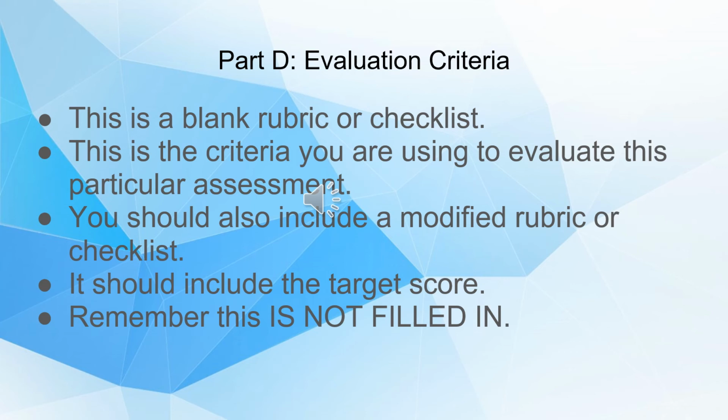It also needs to include the target score. So the target score is what it means to pass the test. Is it 70%? Is it 4 out of 5 questions? What is the target score that shows that students have mastered this assessment? And you want to make sure that you have that so that you know exactly who has passed your assessment and who has not yet. And remember that this is not filled in. This needs to be a blank copy of your rubric or checklist.